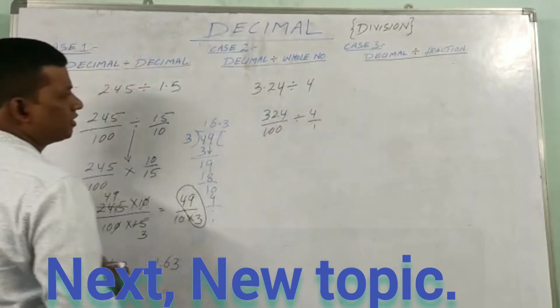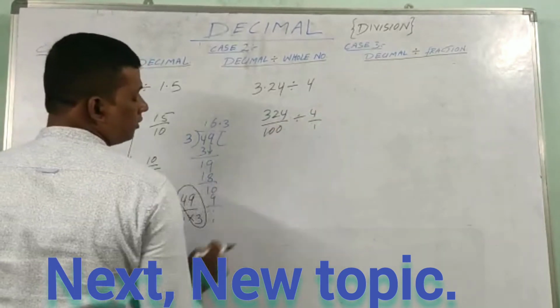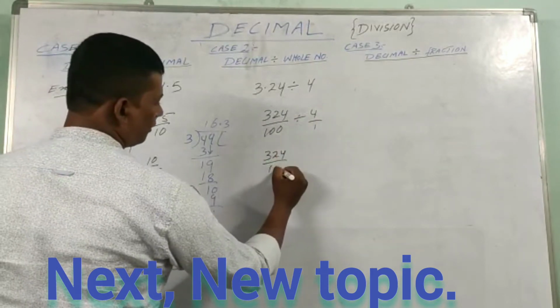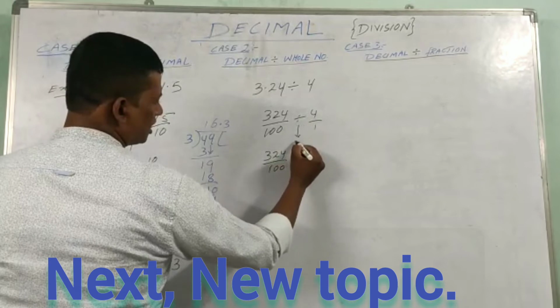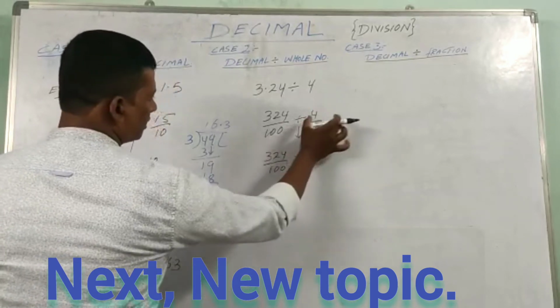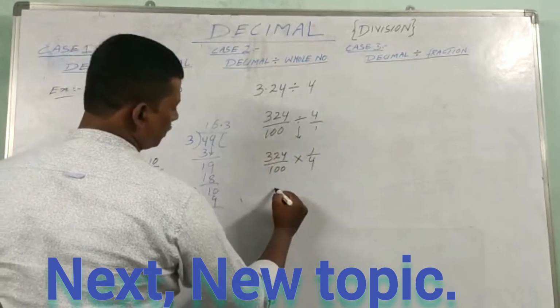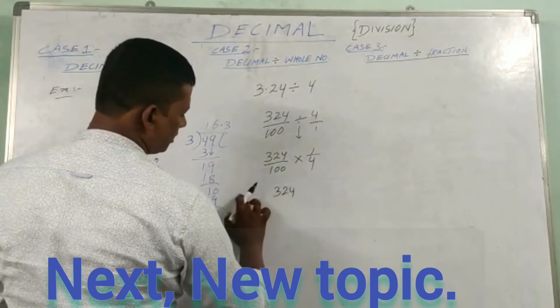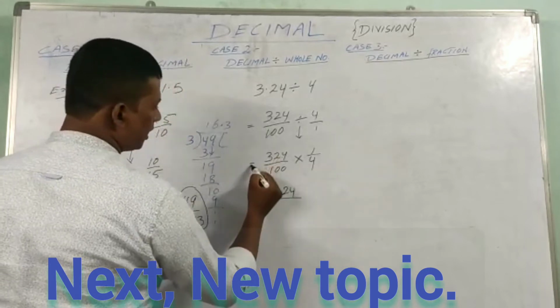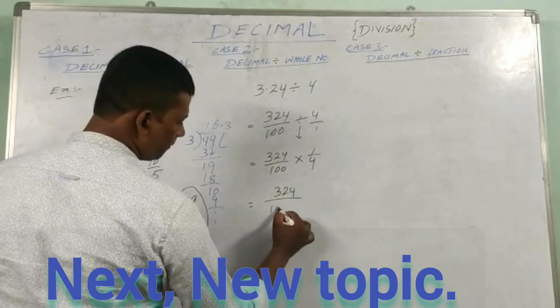Since we do not consider 1 in the denominator, now 324 upon 100. This division changes to multiplication and this will be in the reciprocal form. Only the right side, not the left side. Now write together 324 into 1 is 324 only, 1 into anything. Then next 100 into 4.